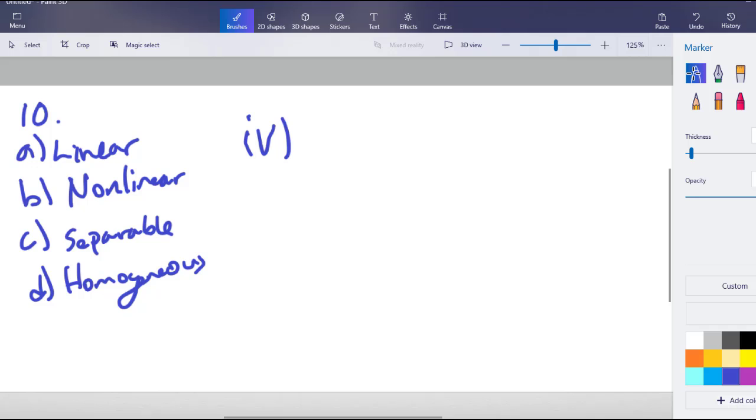On part 4, we have y prime equals y divided by x. Y and its derivatives appear in separate terms in the numerator to the power 1, and so this is linear. It is also separable, and since the numerator and denominator are both homogeneous functions of degree 1, this is also homogeneous.